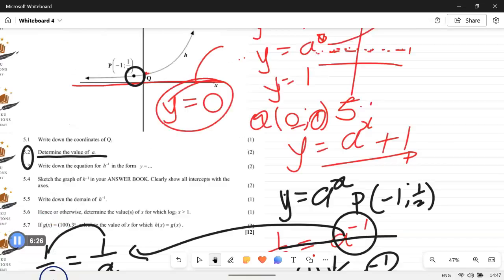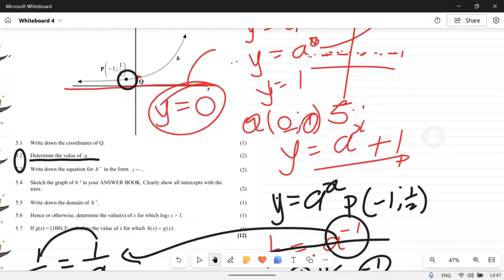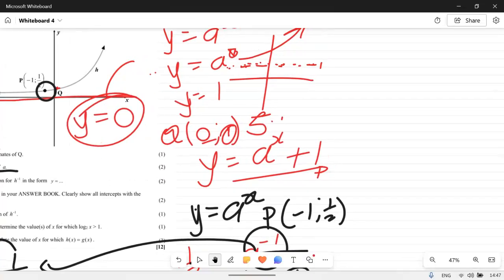All right. Now moving on to 5.3. This is our 5.3. Let's read down the question. Write down the equation of the inverse in the form of y. Sorry about that. And then we're looking for the inverse. Let's make some space.